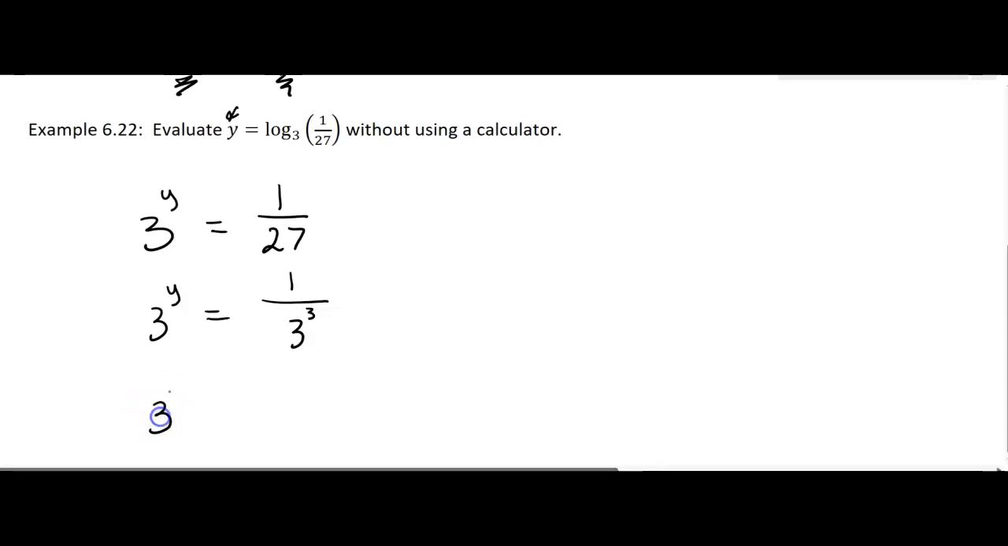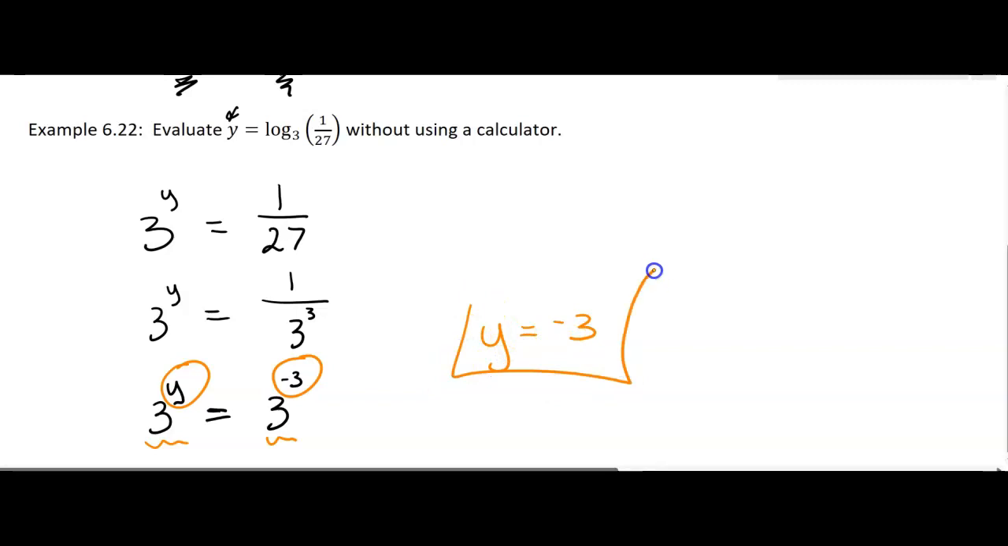Well, you can make it 3 to the y equals 3 to the negative 3, because a negative exponent would make it reciprocal, putting it in the denominator. So now our bases are the same, 3 and 3, so y has to equal negative 3.